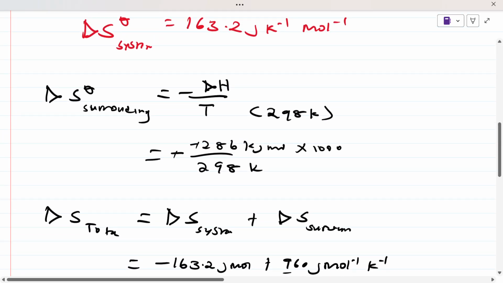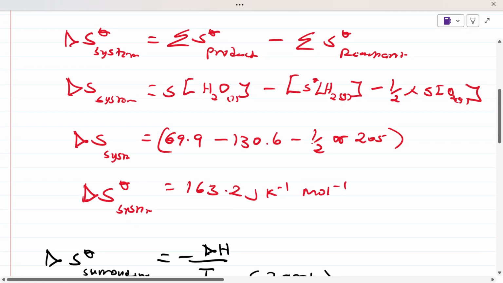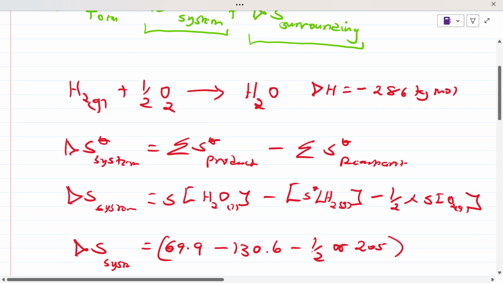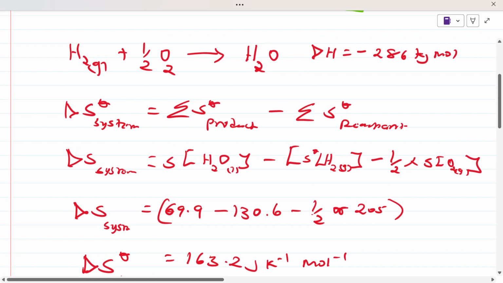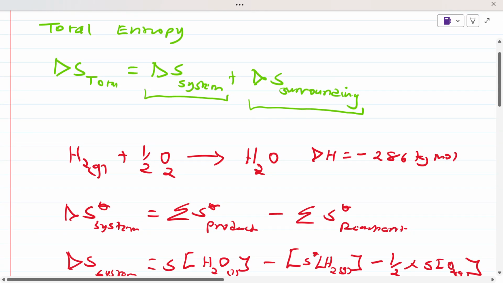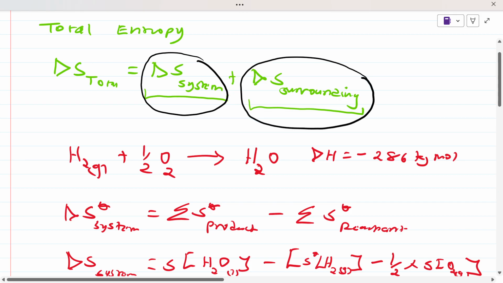So that's the same procedure you are going to follow for each and every type of question that you are going to be facing whenever you are calculating total entropy of a given reaction. You have to know very well that in calculation, you have to determine the entropy of your system and the entropy of the surrounding. Then you get a summation of both. That one will give you total entropy at standard condition.